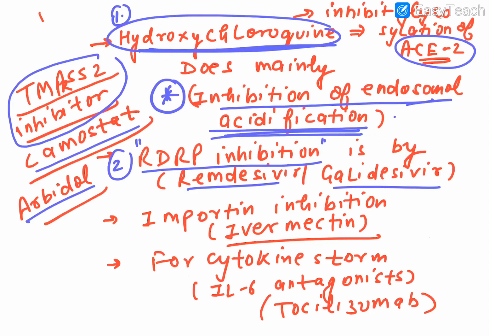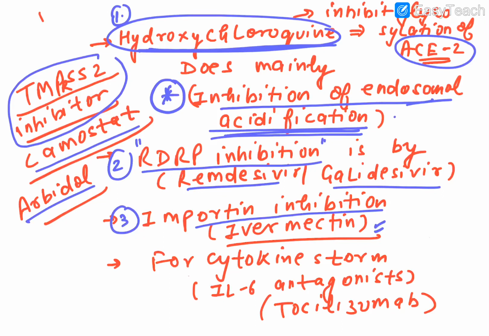Second point. Third important point: one drug is there, ivermectin, which suddenly in the trials is found to be effective. What does it do? It is an important inhibitor. It does not allow the entry into the nucleus. Okay, it does not allow the virus to hijack the cell machinery. So that particular drug is ivermectin. So it is an important inhibitor.